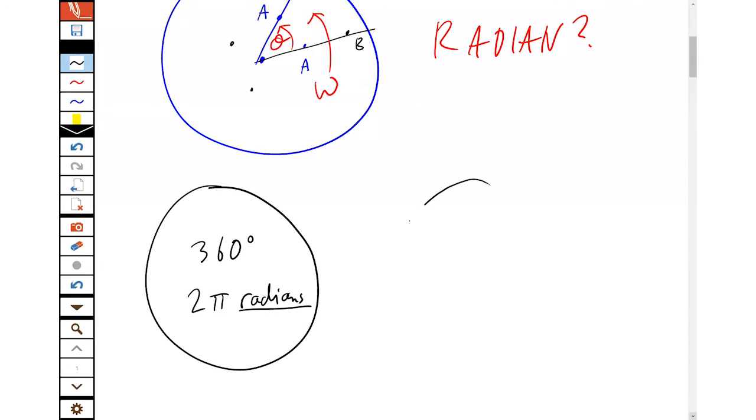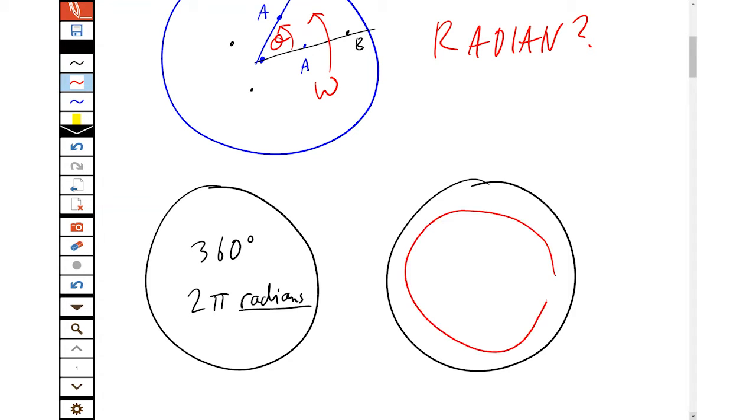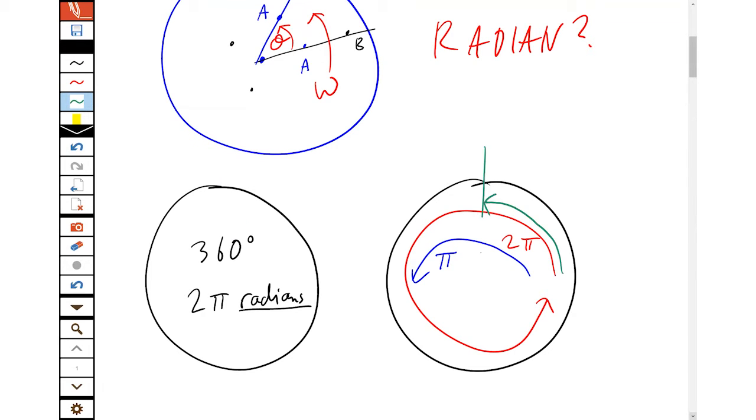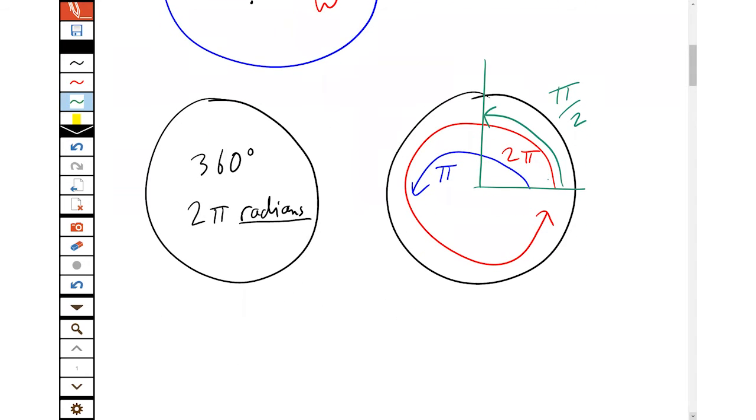So if I go around the complete circle, that's 2 pi radians. If I only go around half a circle, that's half of that, so that's pi radians. If I only go a quarter of a circle, that's a quarter of 2 pi, which is pi over 2 radians. Don't worry, you don't have to memorize these or anything, but you'll see them several times and it gets easier to remember. And you can always convert.